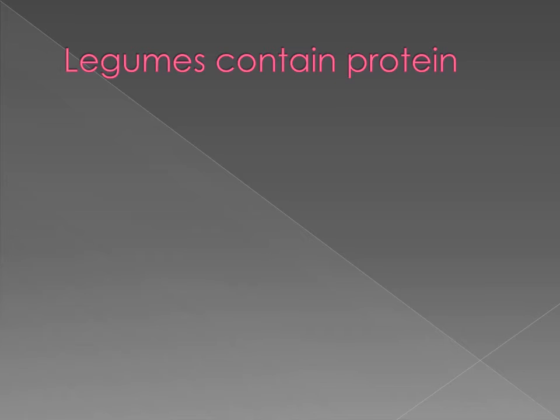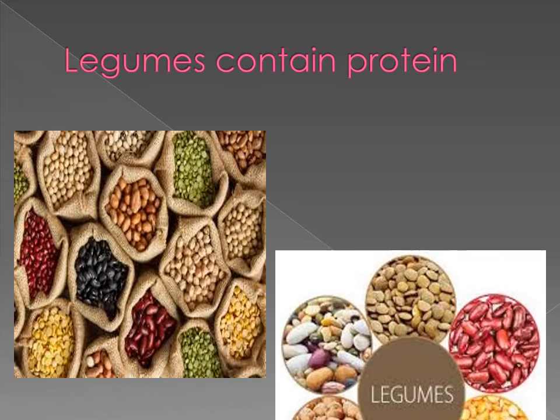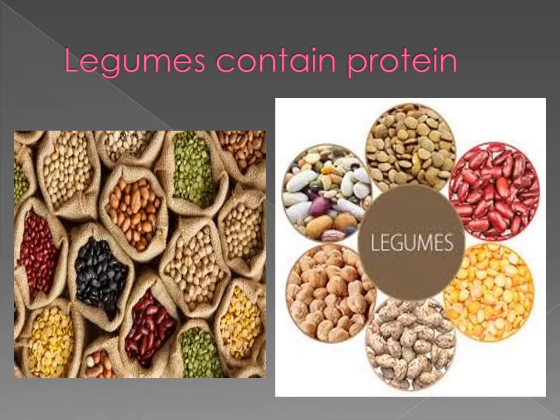Legumes contain protein, like beans, peas, soya beans. Healthy food and contain protein.